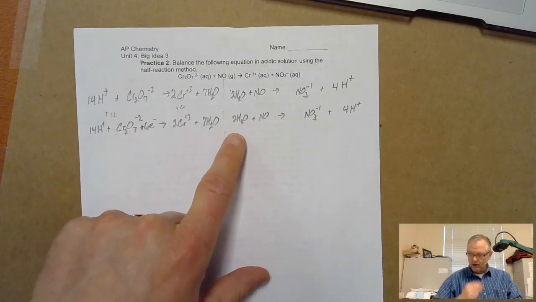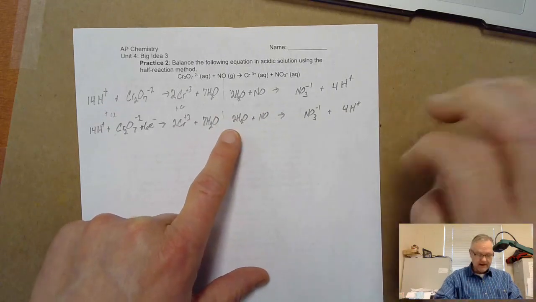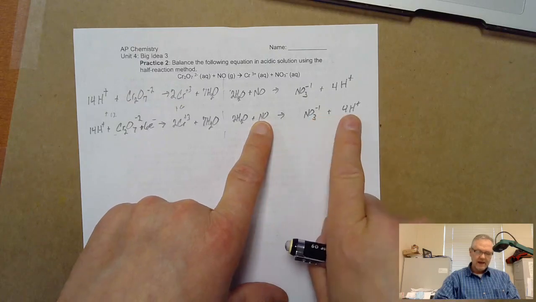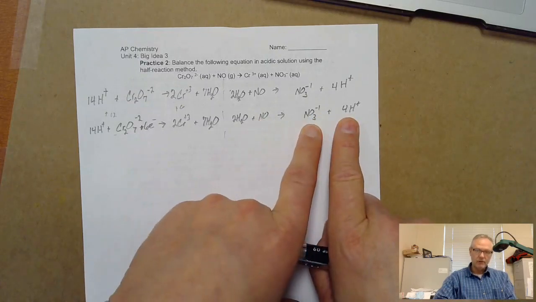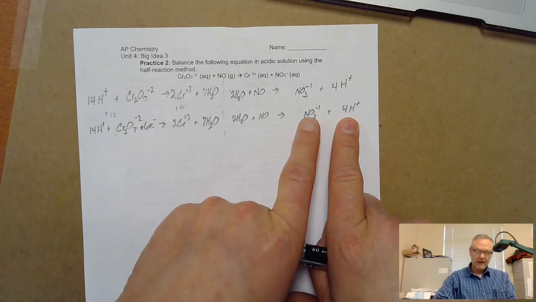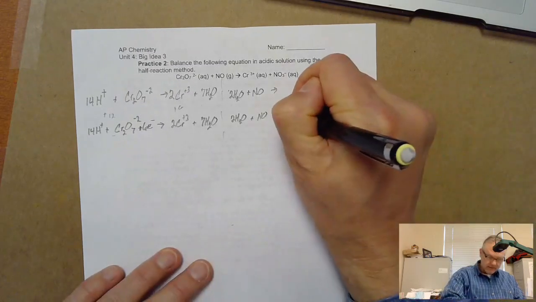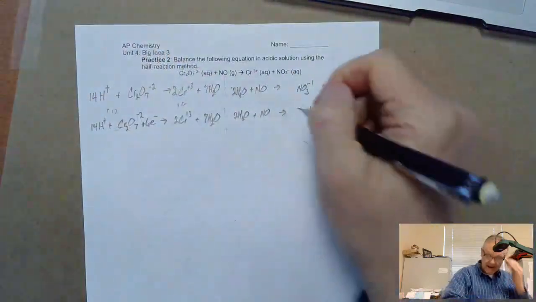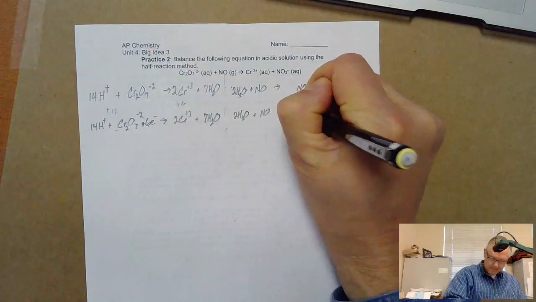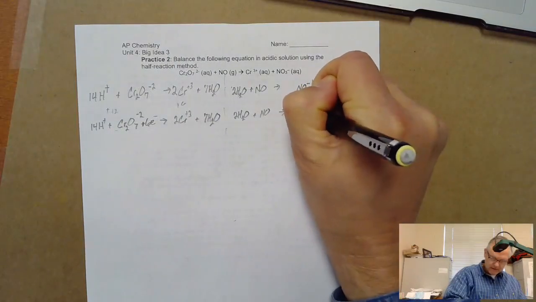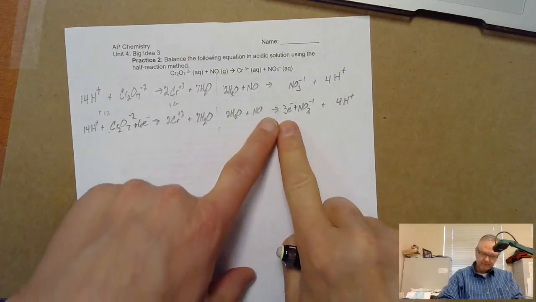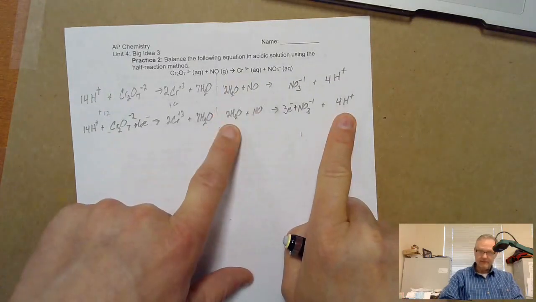All right, so let's look at the other side, and it says there's 0, that's -1, and then this is going to be positive 4, so that's going to give me an overall charge of a positive 3. So if I add 3 electrons to this side, I now have 0 and 0.